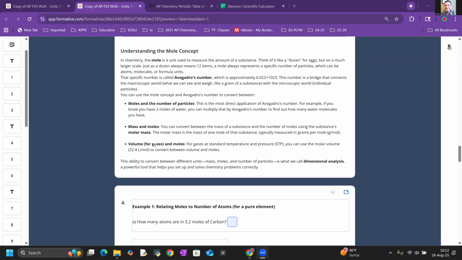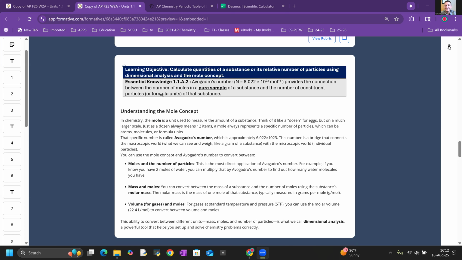And that goes into looking at representative particles. If we look at a mole of water, we can represent that in terms of the number of molecules, because water is a molecule. If we looked at a mole of carbon atoms, we'd have to say that it's the number of atoms, because the representative particle is atoms, and so on and so forth. And the same thing with a formula unit, which would mean an ionic compound.